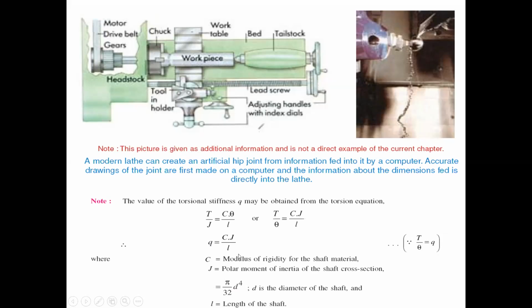Let us rewind the notations. Already known are these notations: C equals modulus of rigidity, J equals polar moment of inertia, and L is the length of the shaft. The polar moment of inertia formula for a shaft is already known, that is pi by 32 d power 4. If you want to find our natural frequency, first you have to find the torsional stiffness Q, with the help of this Cj by L formula. That is very important.